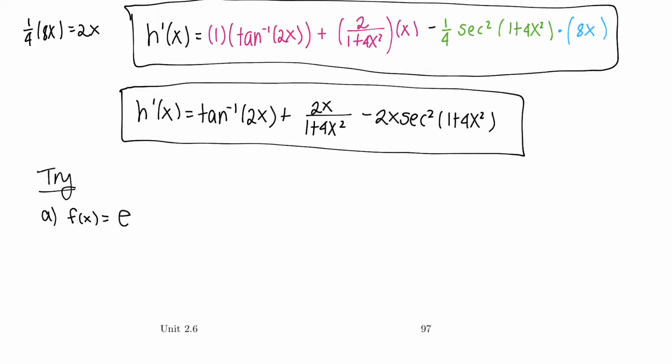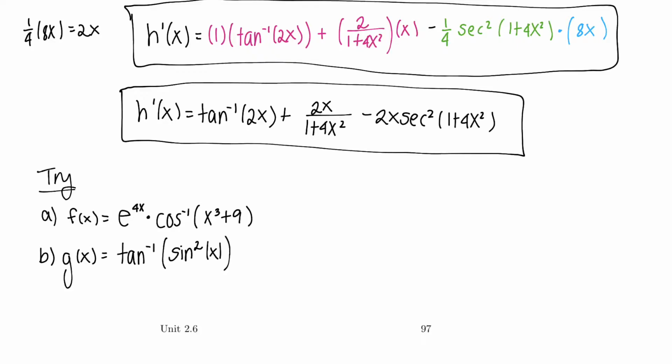Let's do f of x equals e to the 4x times cosine inverse of x cubed plus 9, and g of x is equal to, let's make it a little fancy, tan inverse of sine squared x. I'm going to put on a 4-minute timer.